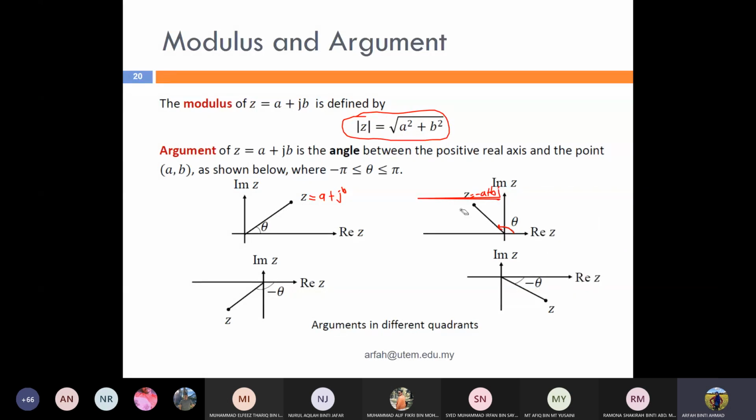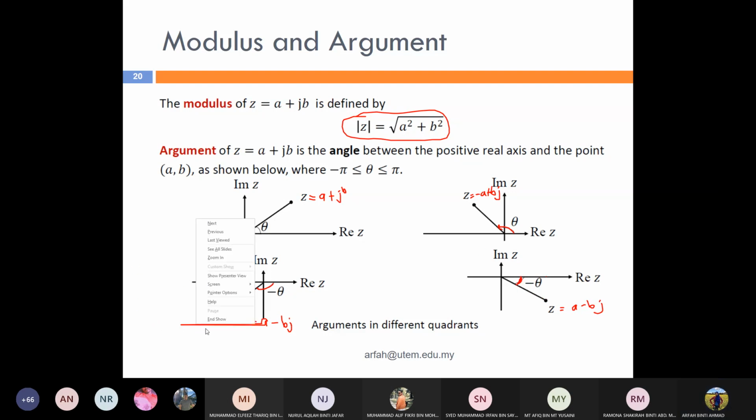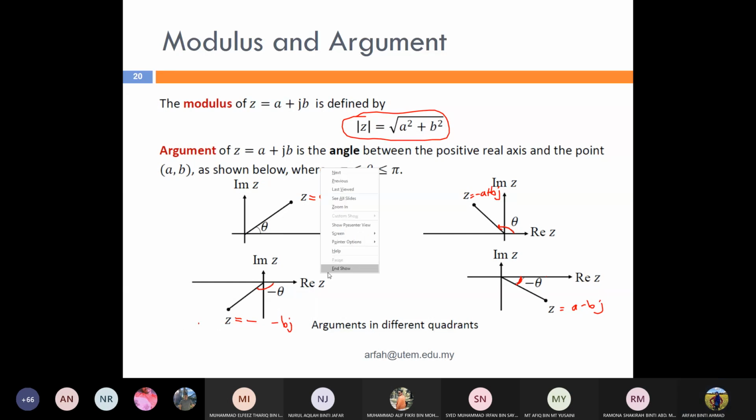So daripada sini, the next one awak akan ada negative A plus BJ. And this case, if your Z is equal to negative A minus BJ, so sudut dia merangkumi this one. Okay, negative theta. And then for this case, if you have Z sama dengan A tolak BJ, okay, sebab A dekat axis yang positif dan J is the one that in the negative axis. So angle dia akan mengambil yang dekat sini, between the line of Z and the real line of Z. So nampak tak this one? Clear or not?